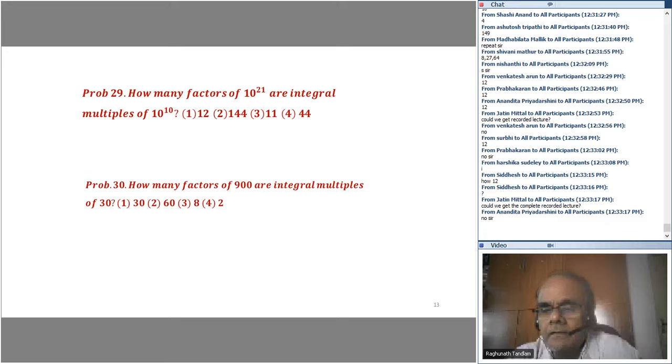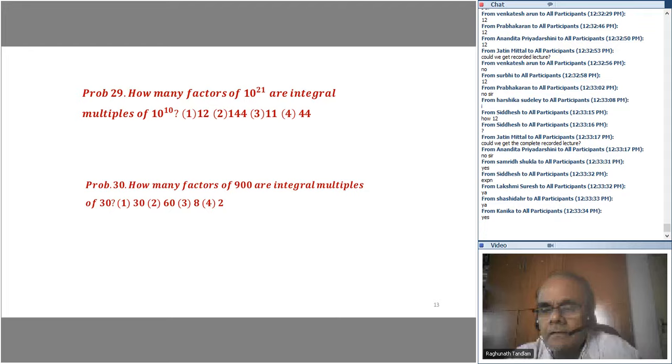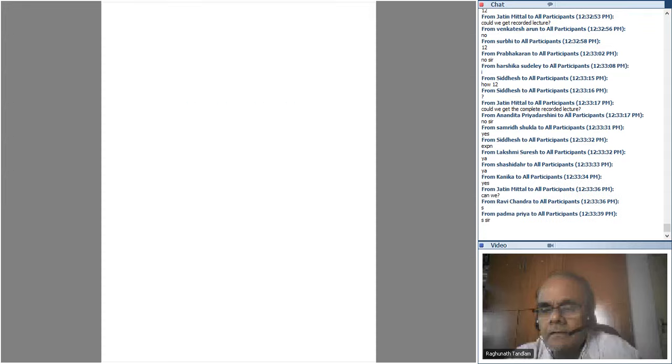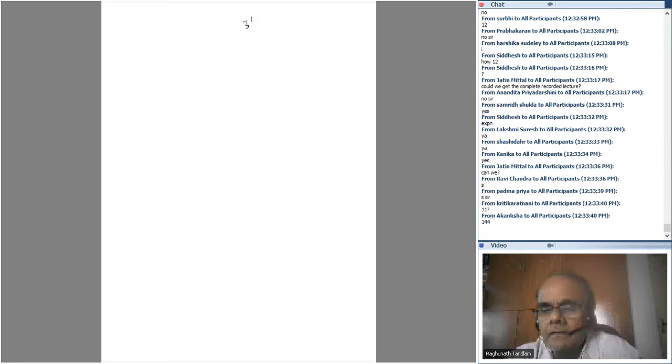Right, shall we do this question? I'll do it as a simpler number, then explain. How many factors of 3 power 10 are factors of 3 power 5? Excellent, Akansa.